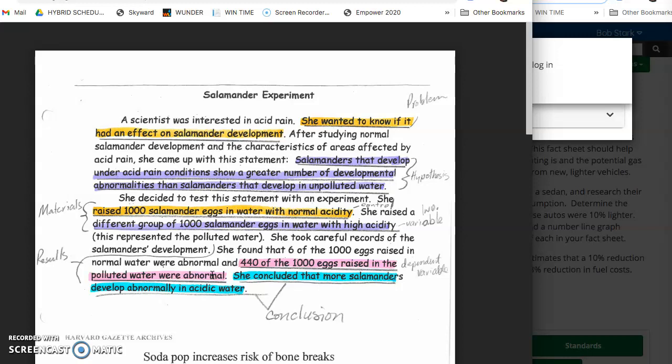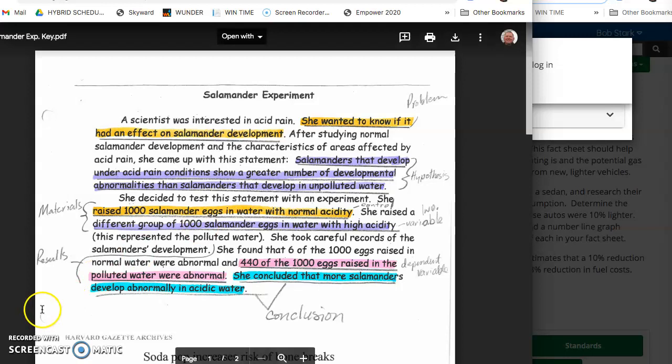Okay, it will affect the salamander abnormalities at a higher rate. Our control was things that we kept the same. That would be the number of eggs. And then our independent variable was, what are we testing? We're testing the acidity. And then the dependent variable is what's affected by that acidity. And that's the number of polluted or abnormal eggs that developed in the polluted water.